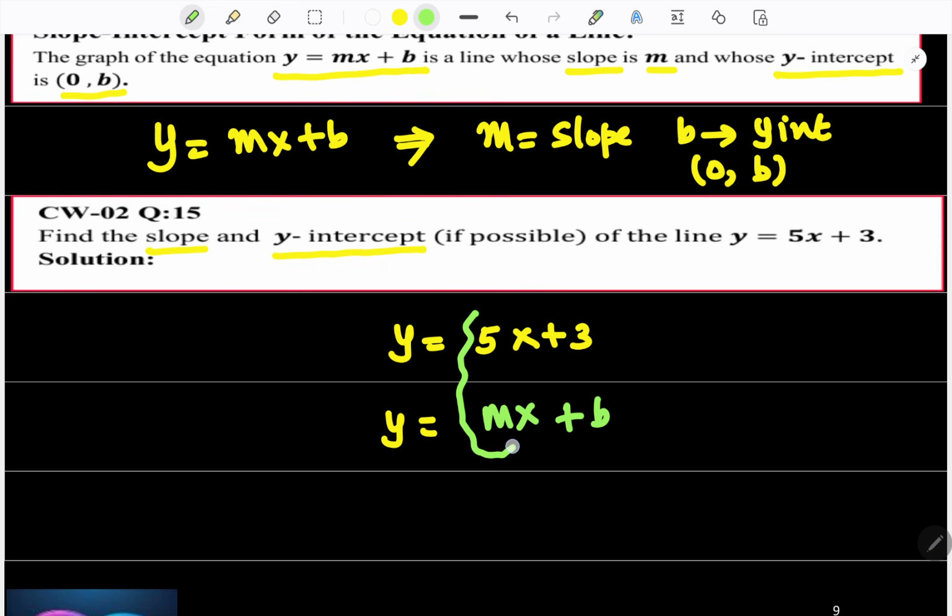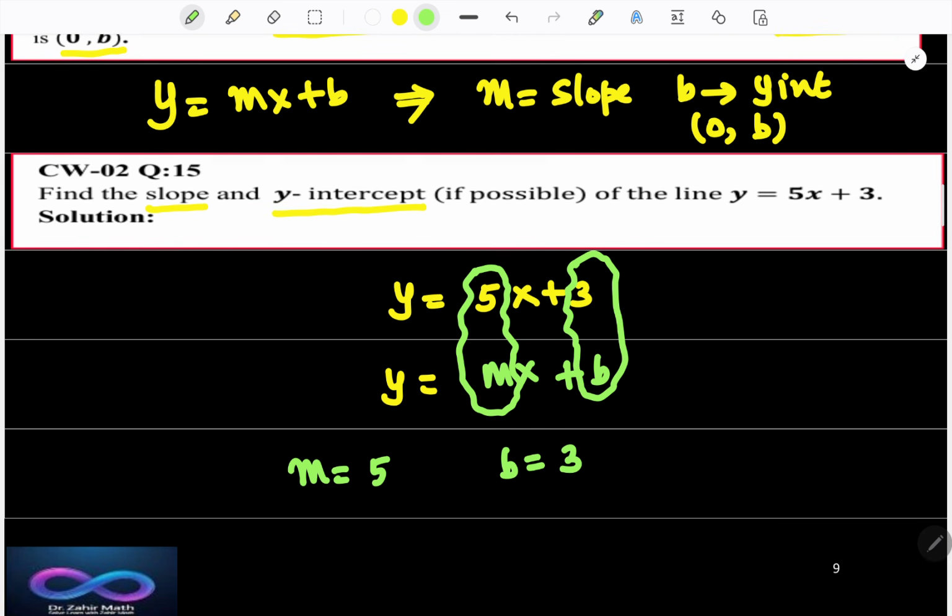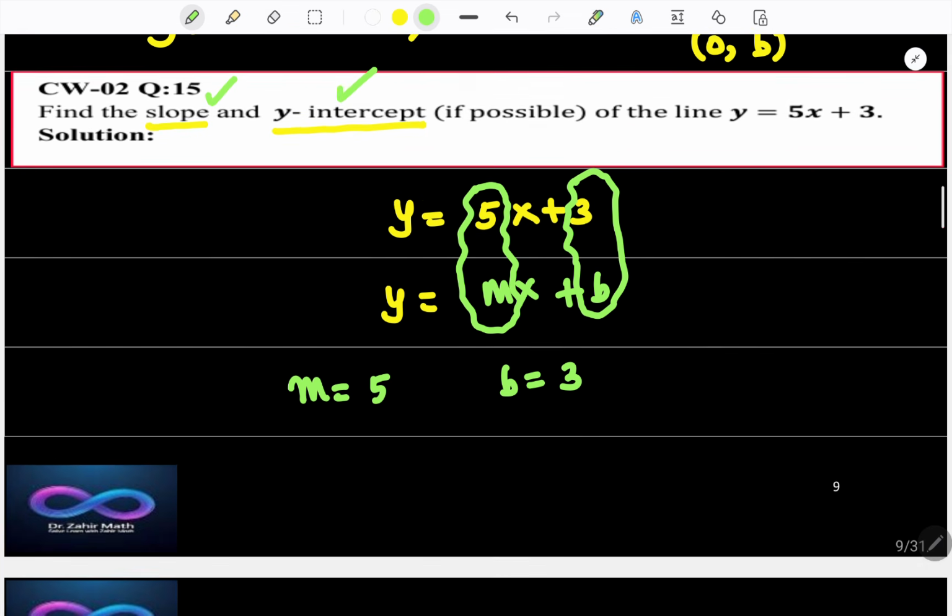So just compare. M is equal to what? 5. Just compare. Your b value is equal to what? 3. So what is the question? Slope and y-intercept. So slope means what? M, which is very clear, but this is not the y-intercept. So for your y-intercept, you have to write one more step.